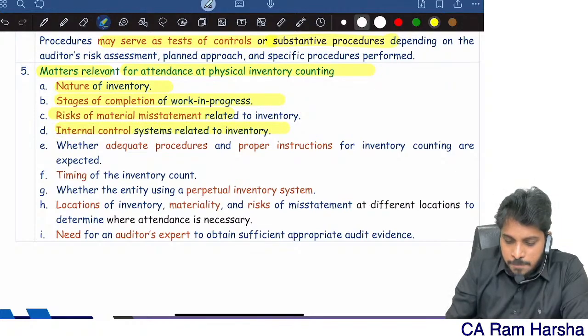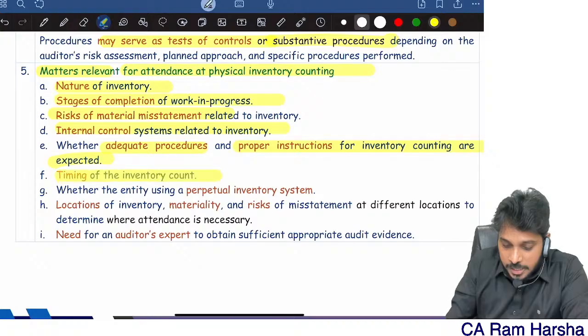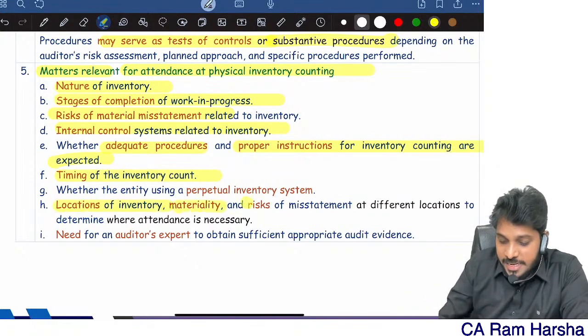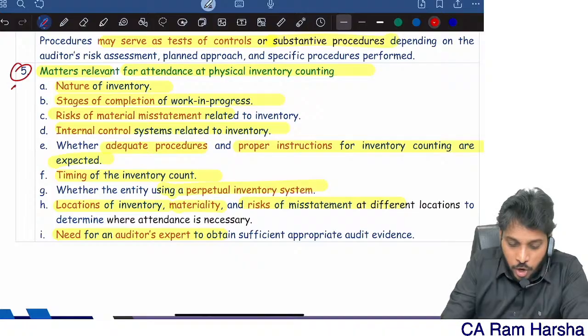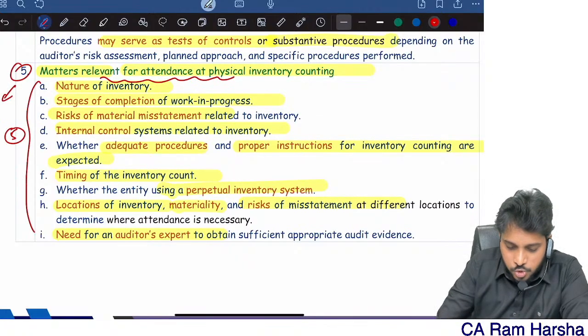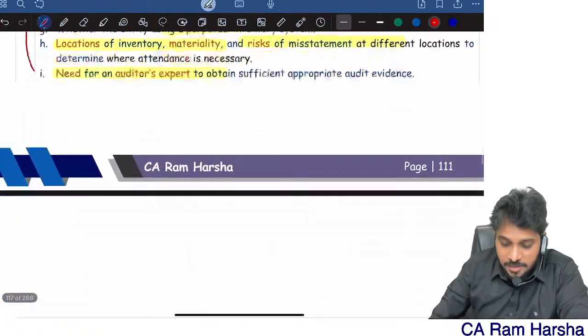Internal control system: whether proper procedures and instructions are given for counting. Timing: when they are counting, 31st March or some other date. Location of inventory, materiality and risk at different locations, need for an expert, and whether the entity is using perpetual inventory records. So what are the matters relevant for attendance at inventory counting? There are so many points, but any 5 points you write is sufficient.